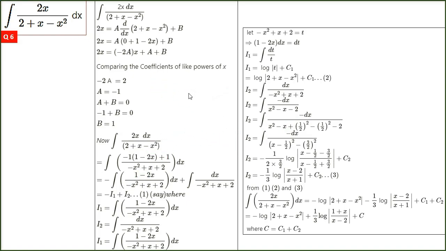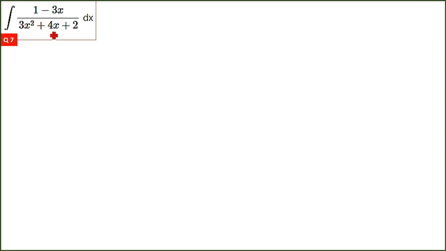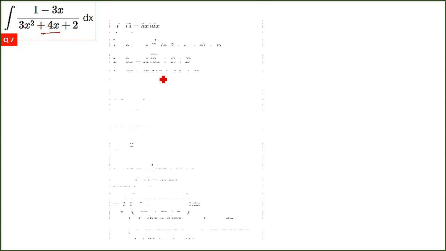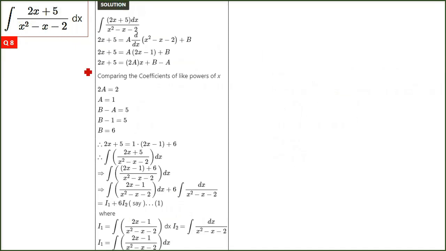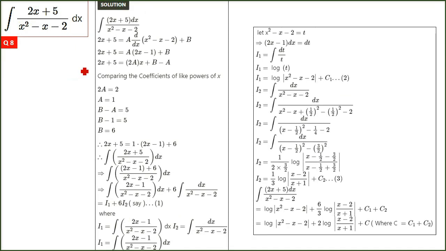Okay, let's go ahead now. 1 minus 3x by 3x square plus 4x plus 2. Now this is very easy for you if you have understood the previous questions, so I'm just showing you the reference. You can try it by yourself. Same thing here, 2x plus 5 divided by x square minus x minus 2. This can also be done easily. There is no special thing. Just represent 2x plus 5 using the differentiation of x square minus x minus 2. The formula also remains the same.